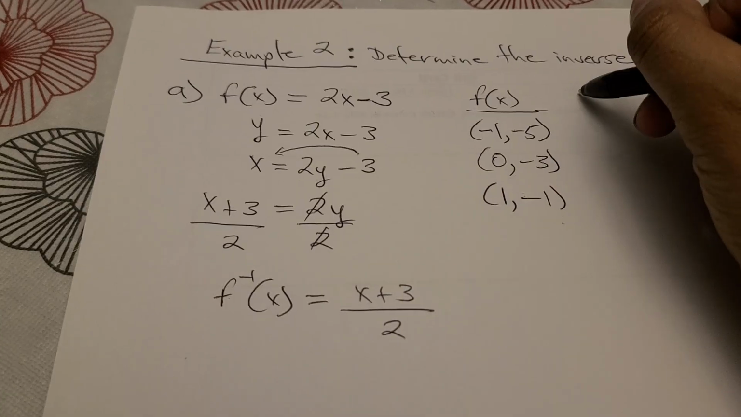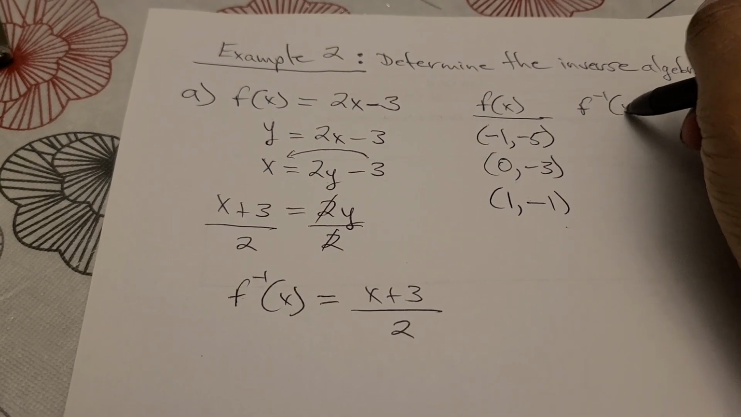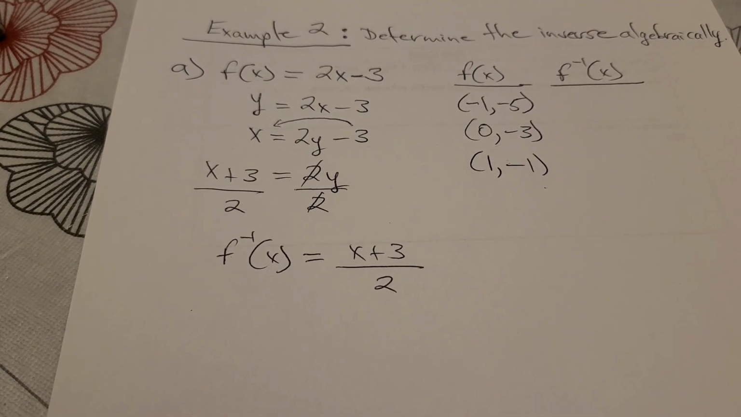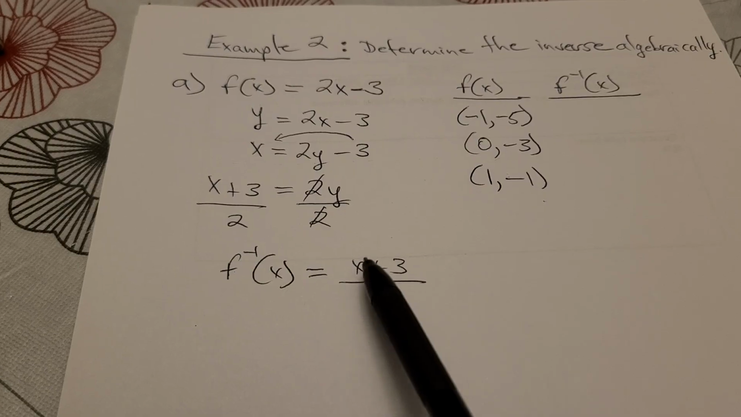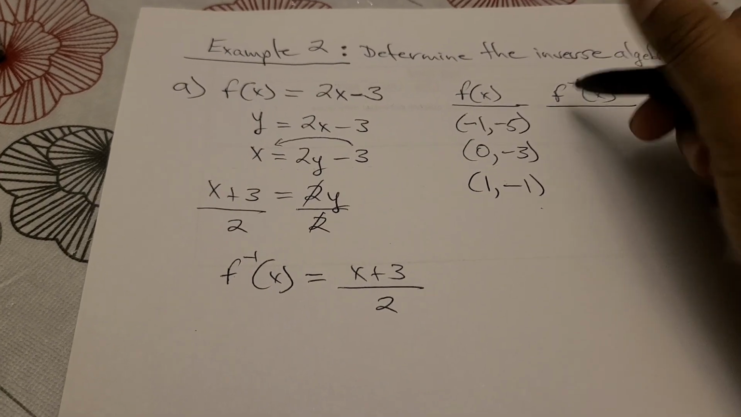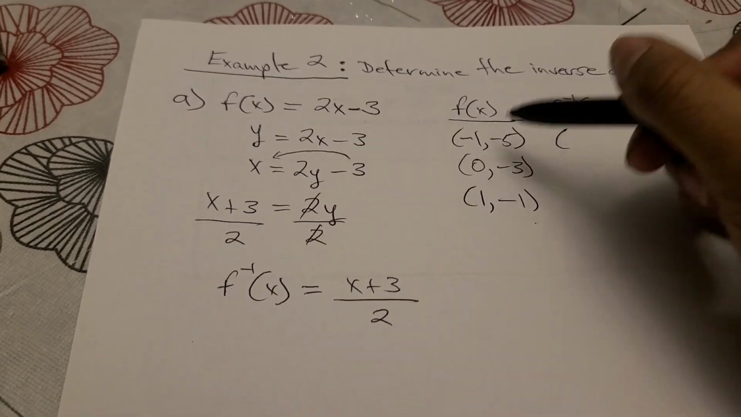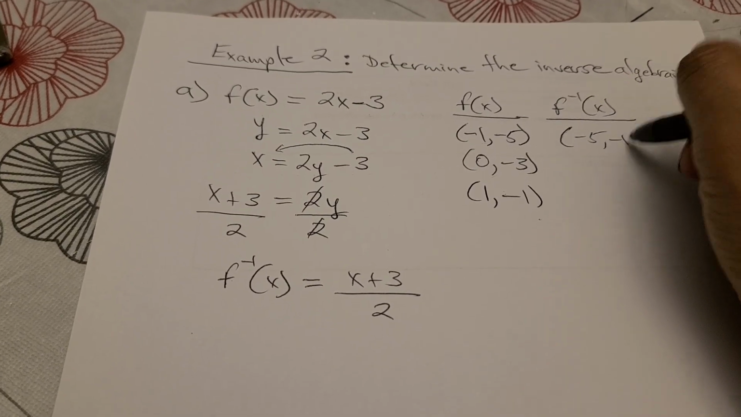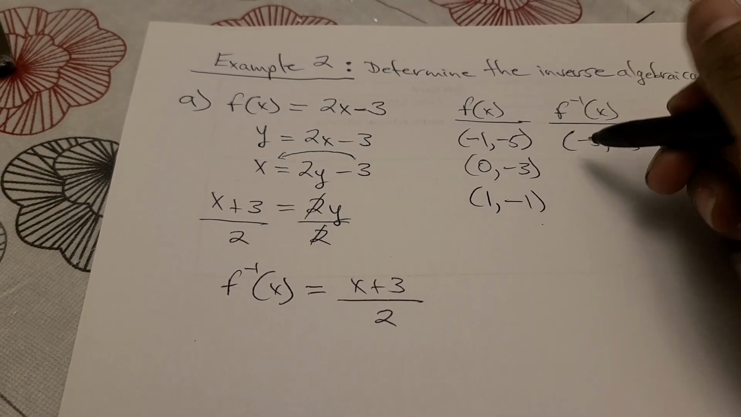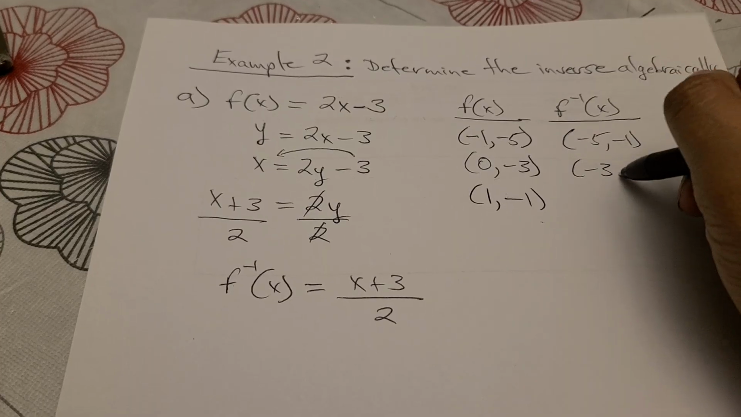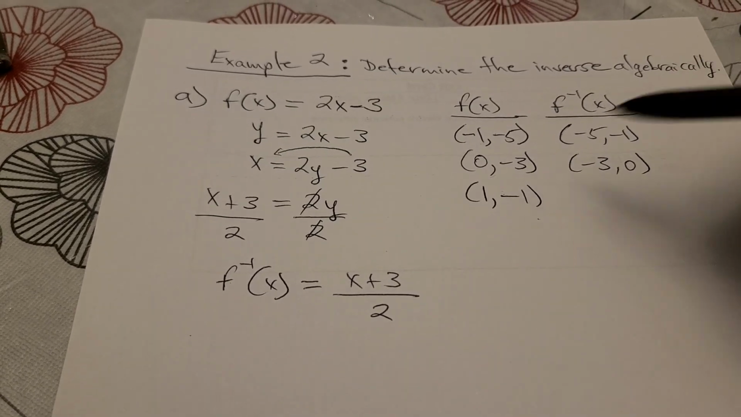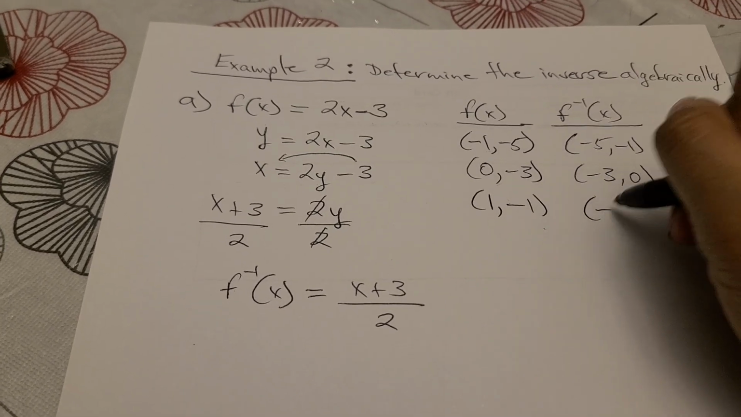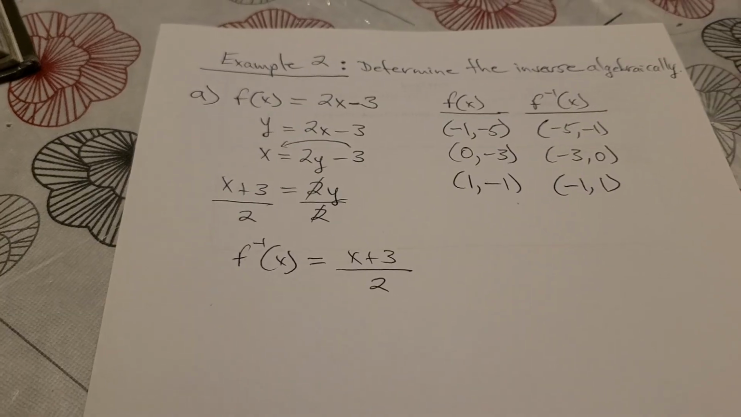Right, and then if you want to do the inverse function coordinates, this looks like a really simple function. I can sub in values for x here as well. I don't need to do that. I can just reverse these coordinates. So I'm going to put negative 5, negative 1, 0, negative 3. So we'll put negative 3 and 0. And this is 1 and negative 1. So I'm going to put negative 1 and 1.